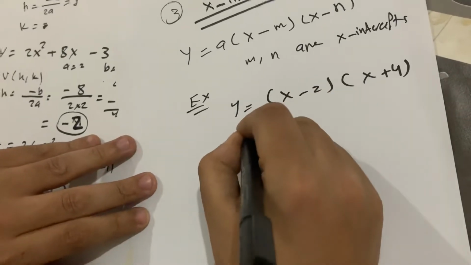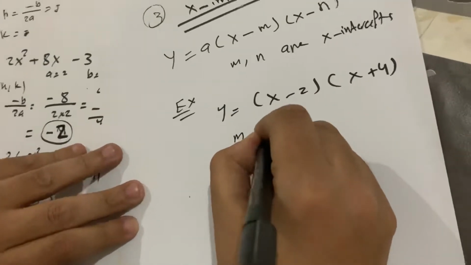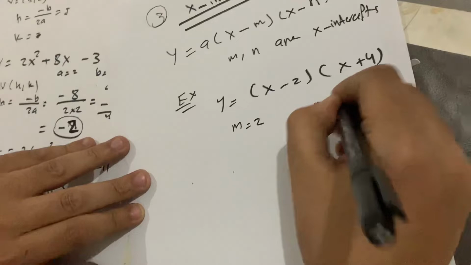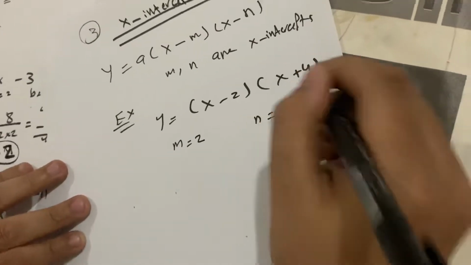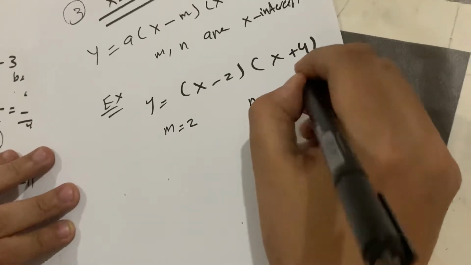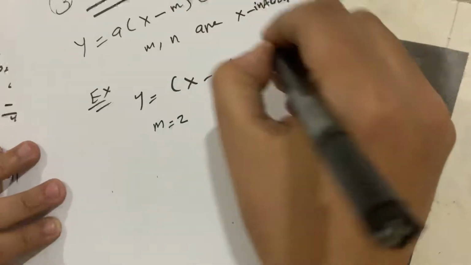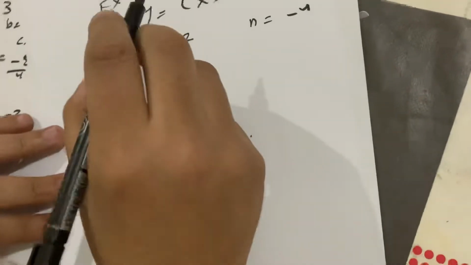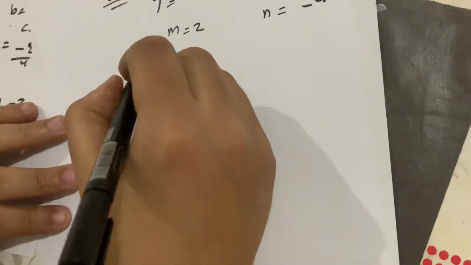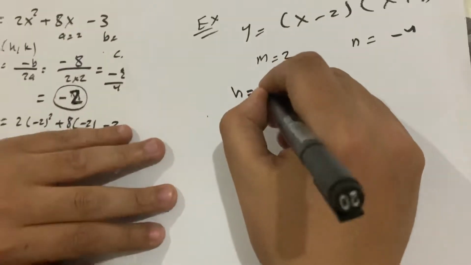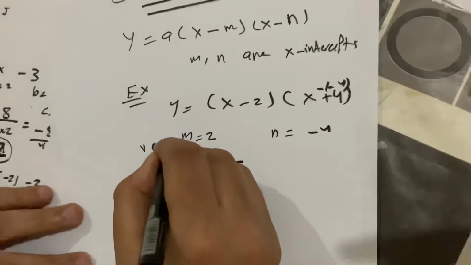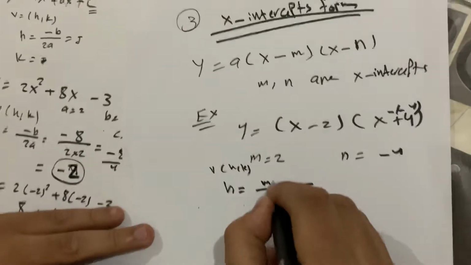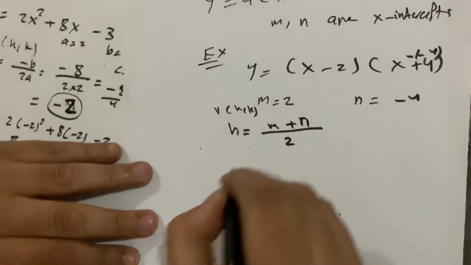Right, what are the x-intercepts? The x-intercept m, for example, equals 2, and n equals what? Huh? Who can tell me? Yes, I hear you. This is negative 4. Okay, minus n, minus negative 4. Yes, so n equals negative 4. طيب, what about h? h in this case equals what? The vertex, if you remember, is h and k. h equals what? m plus n divided by 2.